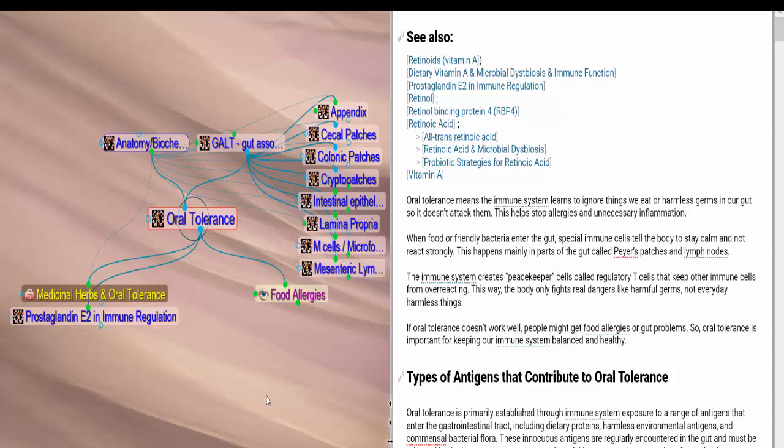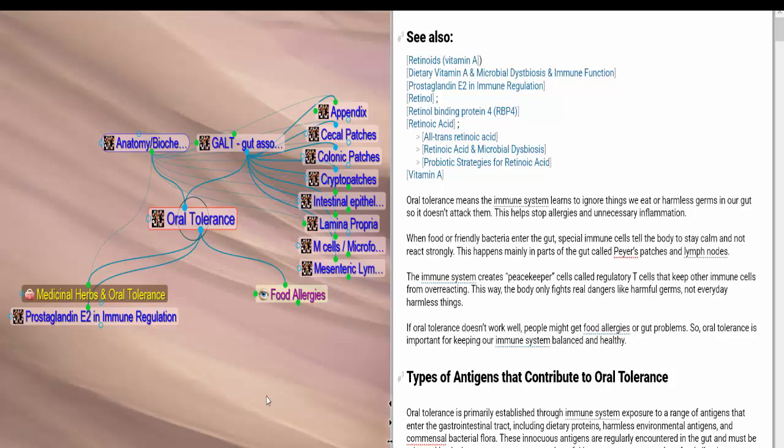When food or friendly bacteria enter our gut, special immune cells tell the body to stay calm and not react strongly. This happens mainly in parts of the gut called Peyer's patches and lymph nodes in GALT, the gut-associated lymphoid tissue. The immune system creates peacekeeper cells called regulatory T cells that keep other immune cells from overreacting, and this way the body only fights real dangers like harmful germs, not everyday harmless things.